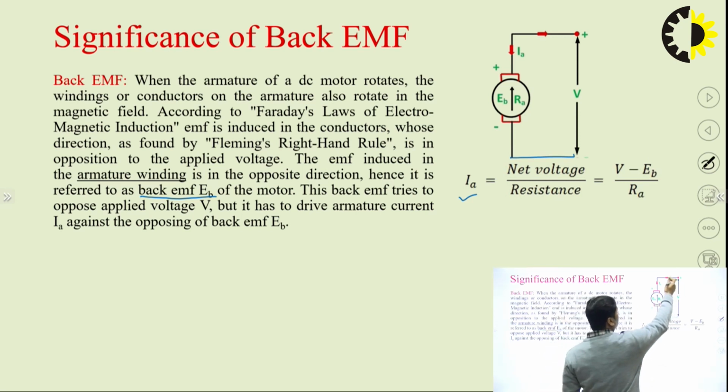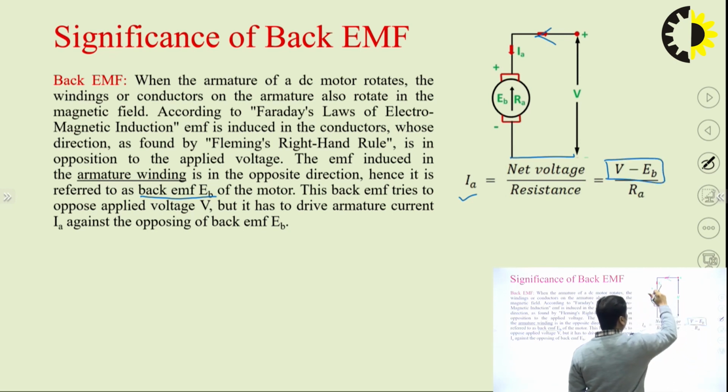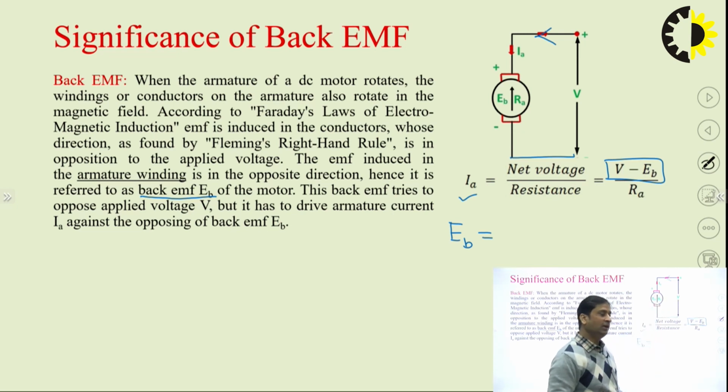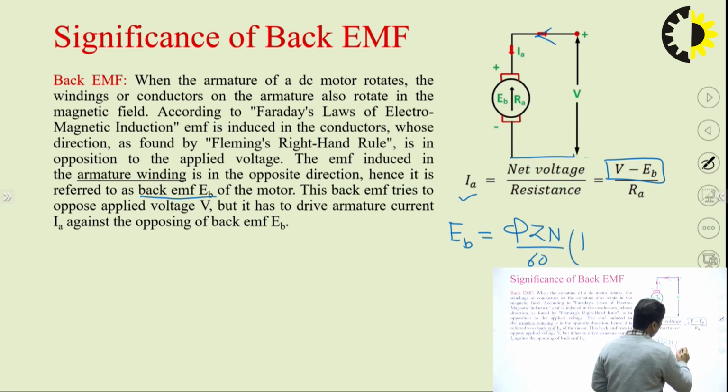It is the armature current, which you can calculate from here, will be given by the net voltage upon the resistance. If we apply the KVL, the net voltage is V minus EB. Here EB is the voltage which is developed in the armature, and since we know that when the armature is rotated there will be induced EMF, as we have already gone through, this value will be equal to phi Zn upon 60 into P upon A.